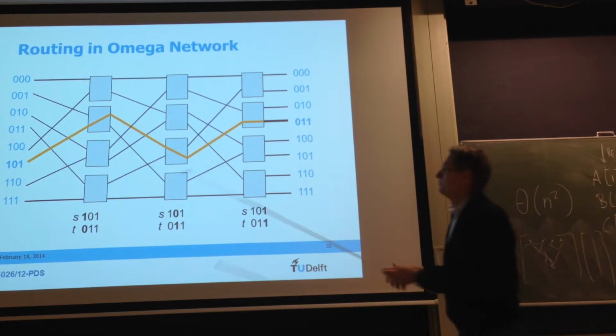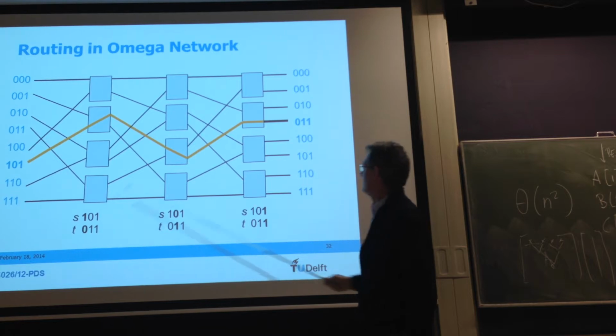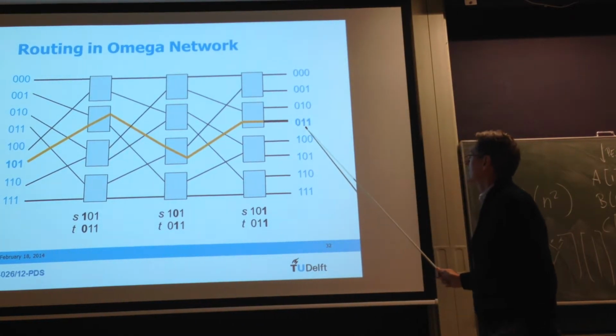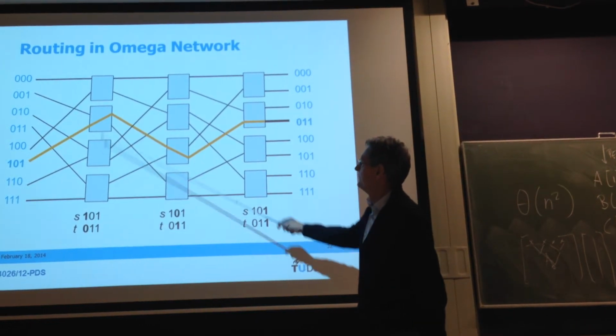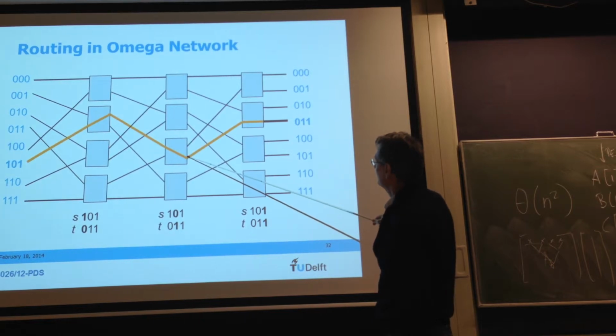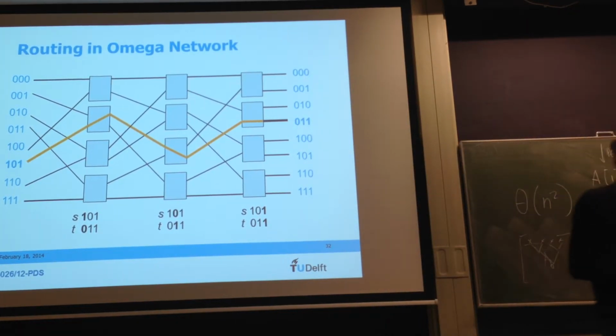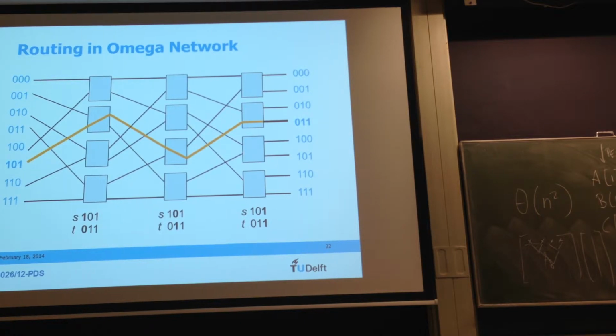So if we have source 1, 0, 1 here and target 0, 1, 1, we just take the first bit and we say cross, right? We take the second bit, yes, it's cross, and then we take the third one and it's go through. So there is an automatic algorithm to route a message through the network. There's only one small problem.